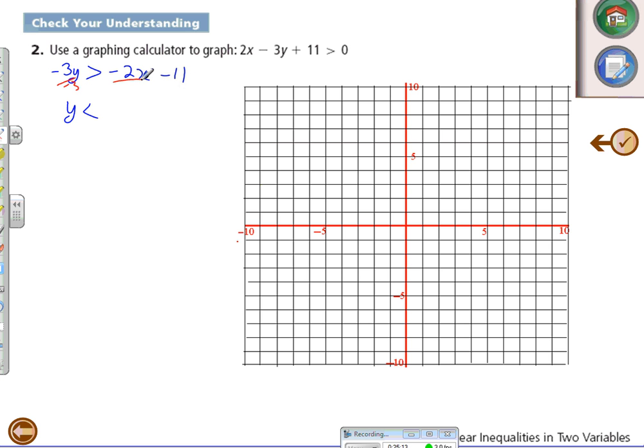Ooh, flip it. And that gives us now negative 2 divided by the negative 3, which gives us 2/3 x plus 11/3. Oh, there's my y-intercept, 11/3. That one's not that great. And then a slope of 2/3 from there. We now have fractions to work with.